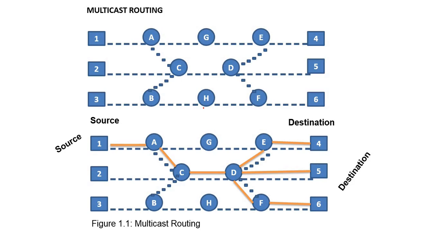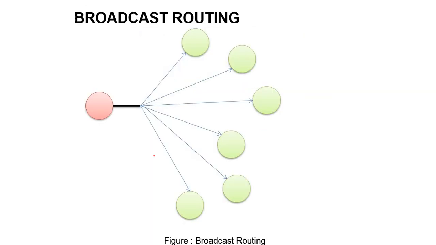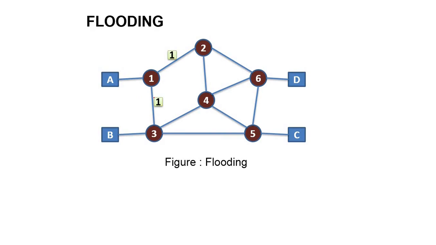Multicast routing, as we have discussed, we are sending the data to a particular group. Like in total there are 6 nodes, but we want to send only to 4, 5 and 6. So node number 1 can send data towards 4, 5 and 6. That is multicast routing. In terms of broadcast, a node is sharing data towards every other node. And one more thing is flooding. Flooding means we are sending data to every side.